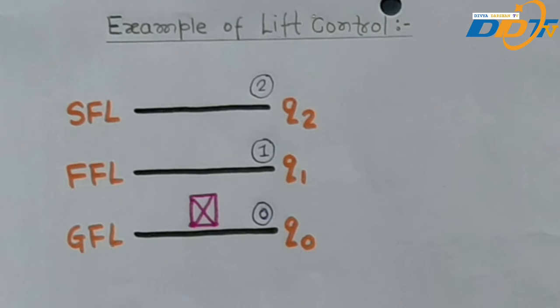And these are the input symbols, the input alphabet. So here 0 means I want to go to the ground floor, 1 means I want to go to the first floor, and 2 means I want to go to the second floor. So these are the input alphabets and input symbols. And this is the lift. 3 floors are there, and respectively we have Q0 to Q2.